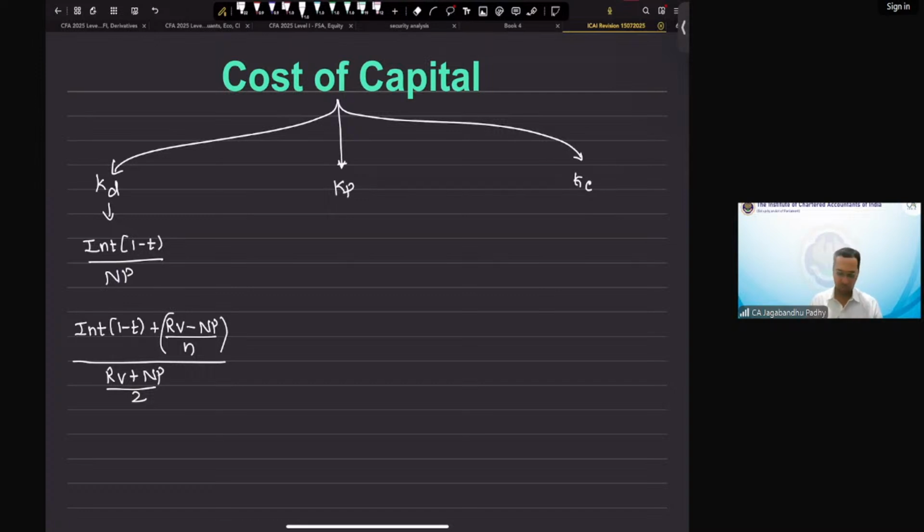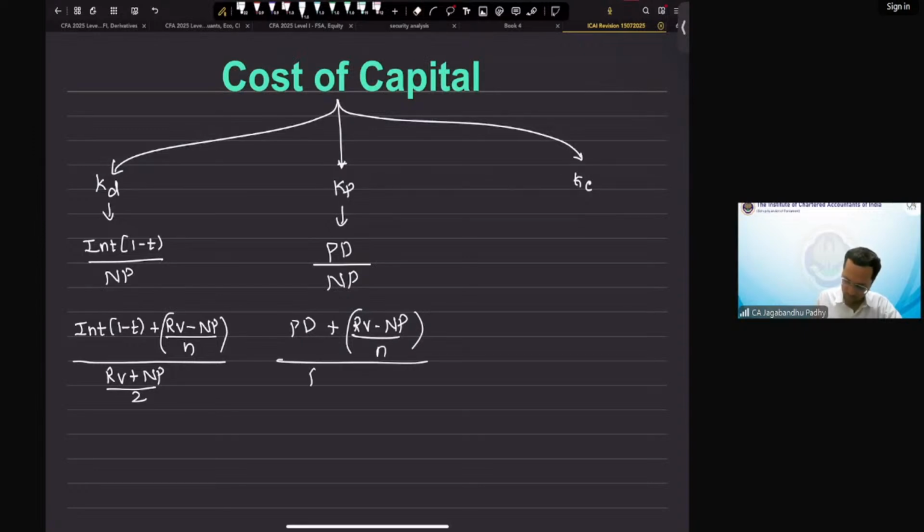Cost of preference share: if it's an irredeemable one, it's just preference dividend upon net proceeds. Whereas otherwise, it's preference dividend plus redemption value minus net proceeds upon N, the whole divided by redemption value plus net proceeds by 2.